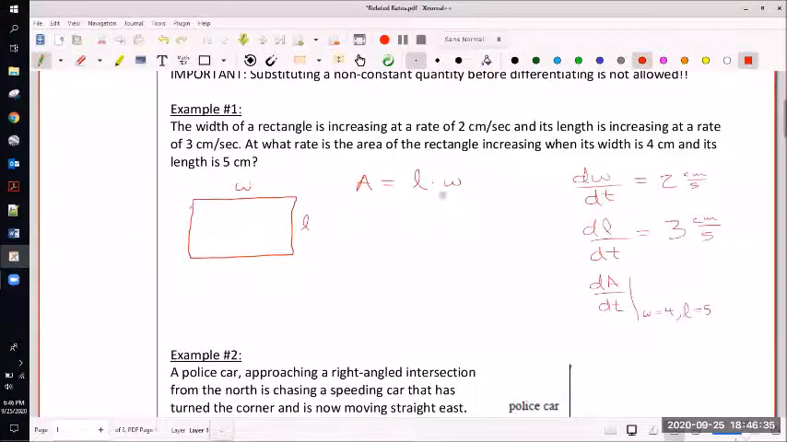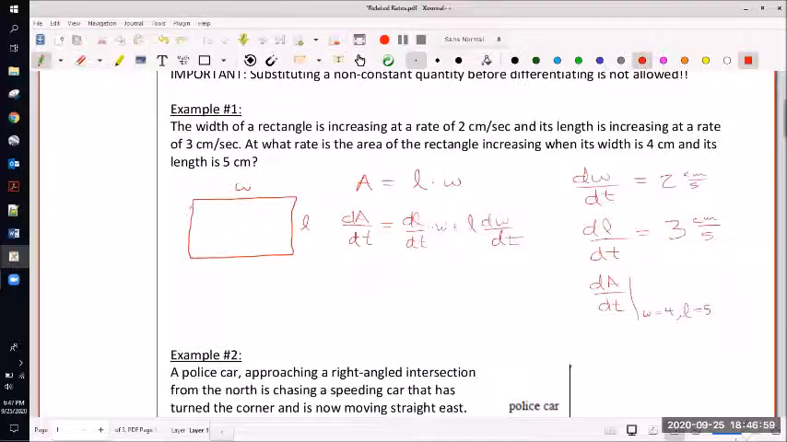Okay, so we'll go ahead and we'll use this equation, area equals length times width. We'll differentiate this with respect to time. So we have dA/dt on the left-hand side. On the right-hand side, we have to use the product rule. So we'll do the derivative of the first times the second plus the first times the derivative of the second.